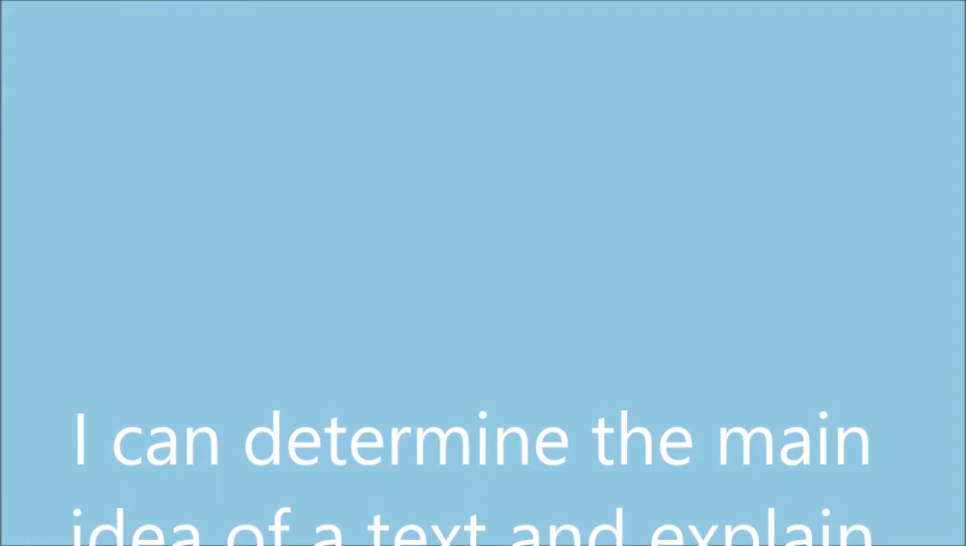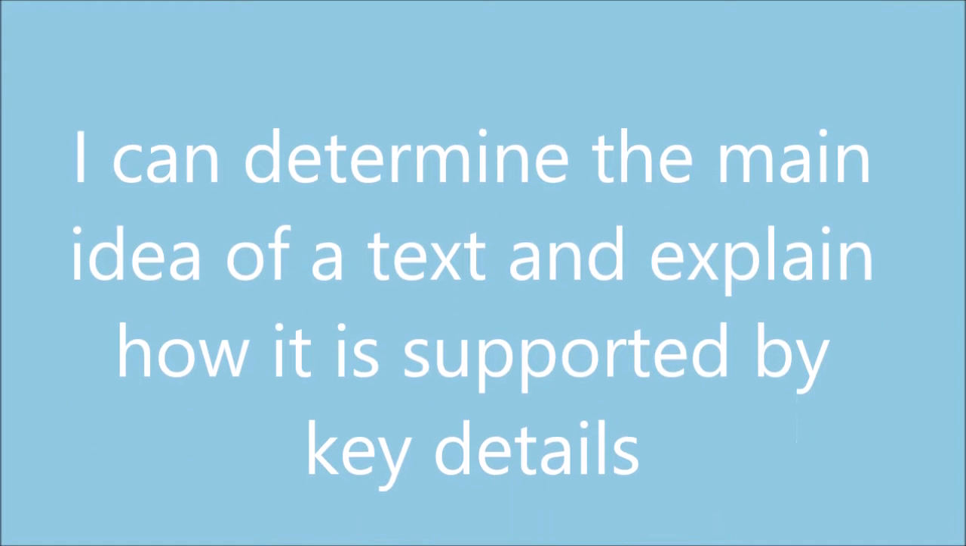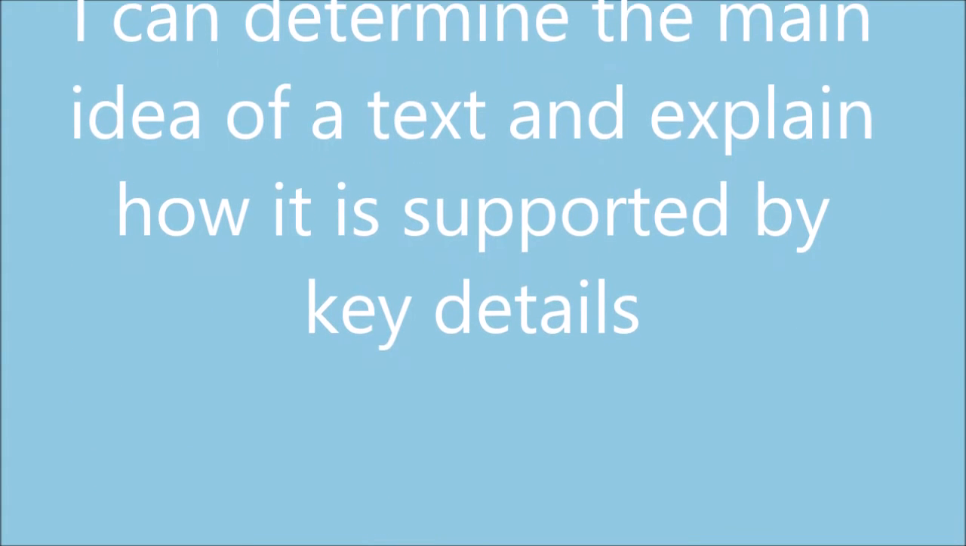Puyat. And for shared reading today, our learning goal is: I can determine the main idea of a text and explain how it is supported by key details. So what's important with our learning goal for today? I want you to focus on key details. As we're reading our text, we're going to try and pull out information that helps support our main idea.